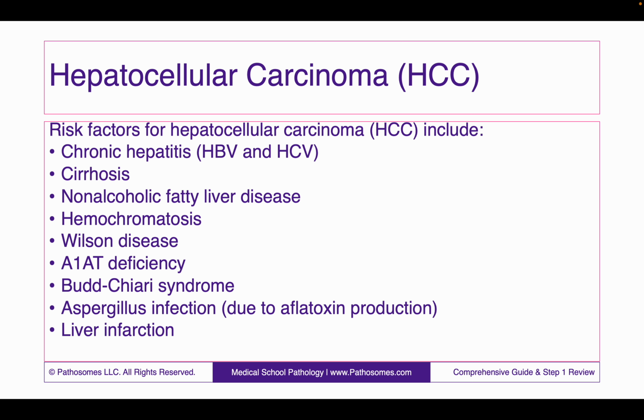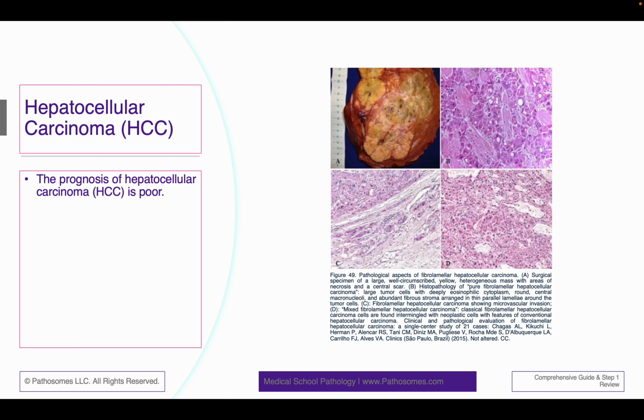Hepatocellular carcinoma typically presents with severe hepatomegaly and ascites. The prognosis of hepatocellular carcinoma is poor. To the right here, we can see a specific type of hepatocellular carcinoma, which you probably won't need to know. At your level, just remember hepatocellular carcinoma. But just for giggles, for the future pathologists out there who diagnose this, this is a fibrolamellar hepatocellular carcinoma.